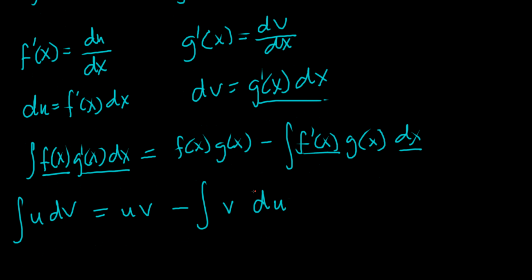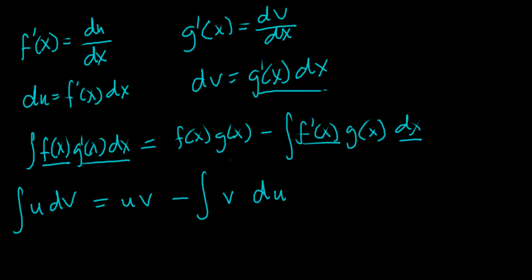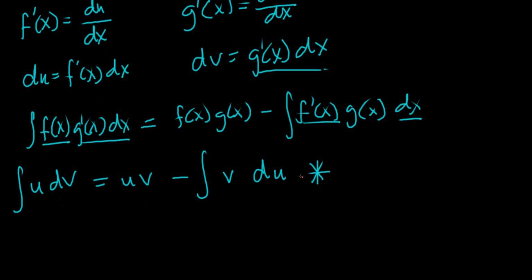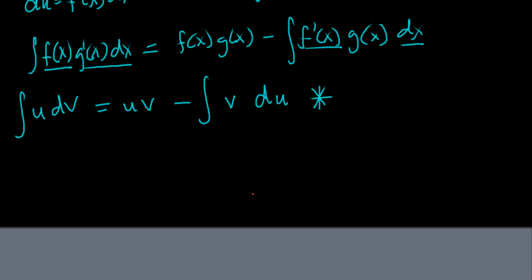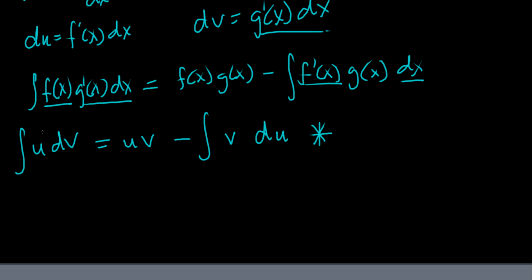And that's how we come up with the characteristic integration by parts formula that you're going to be seeing and using quite a bit. And so in the next video, I'm going to show how to apply this to solve the integral of x cosine of 5x dx.